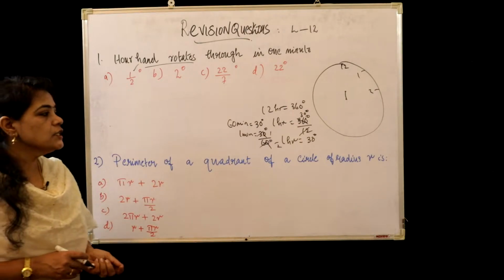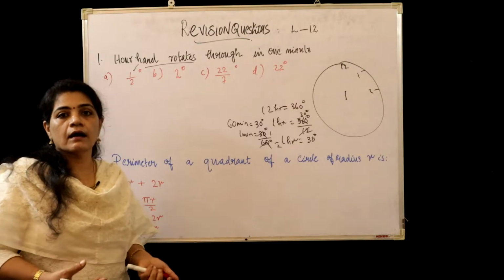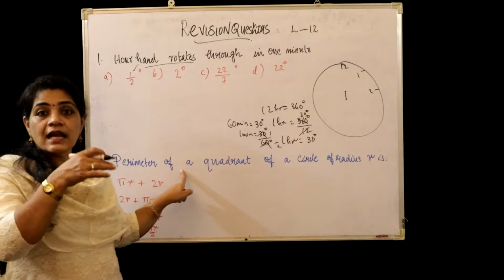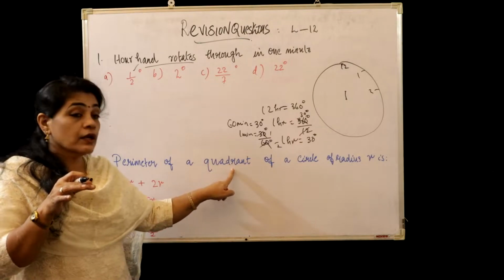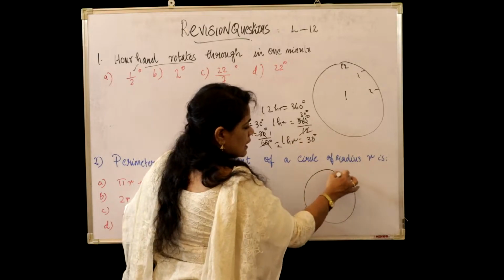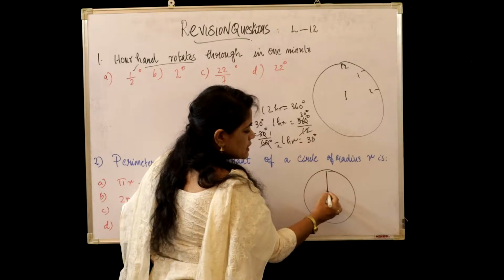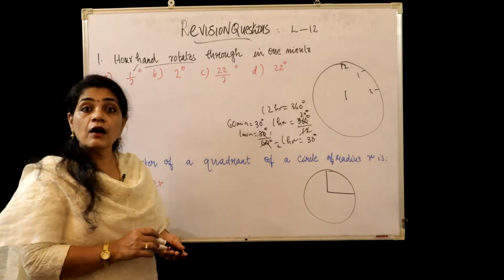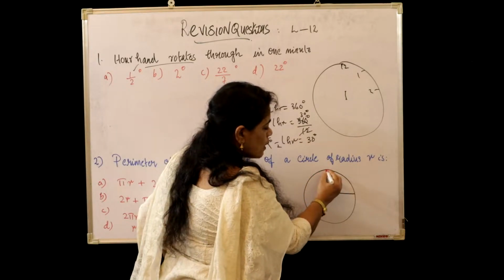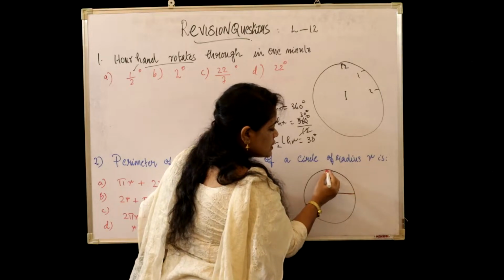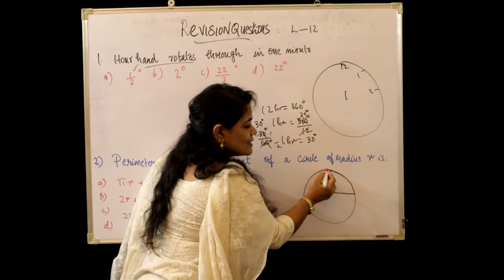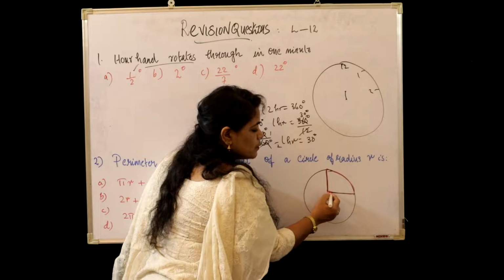Now the second question: the perimeter of a quadrant of a circle of radius r. The options are here. Perimeter means the distance around the boundary. Here we are talking about a quadrant of a circle. That means we have a circle, and I have marked a quadrant, and we have to get the perimeter of the quadrant. Perimeter means the distance around this quadrant, this portion. Four quadrants make one complete circle.